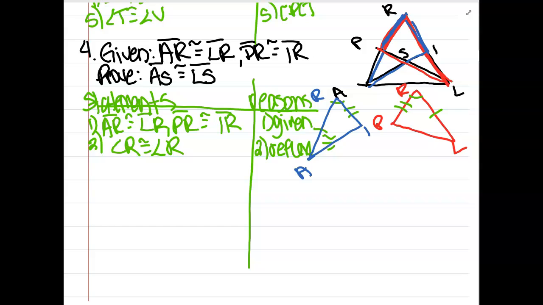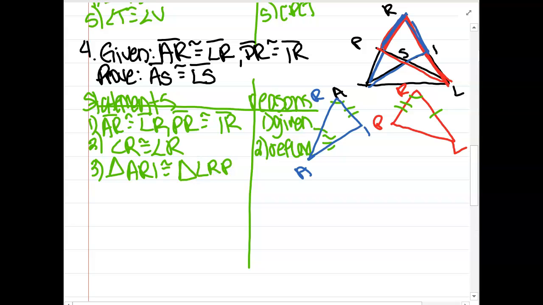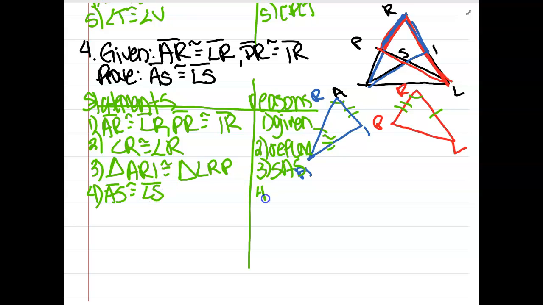So I have my side, angle, side. So I'm ready to say triangle ARI is congruent to triangle LRP by side, angle, side. And if the triangles are congruent, I know AS is congruent to LS because corresponding parts of congruent triangles are congruent.